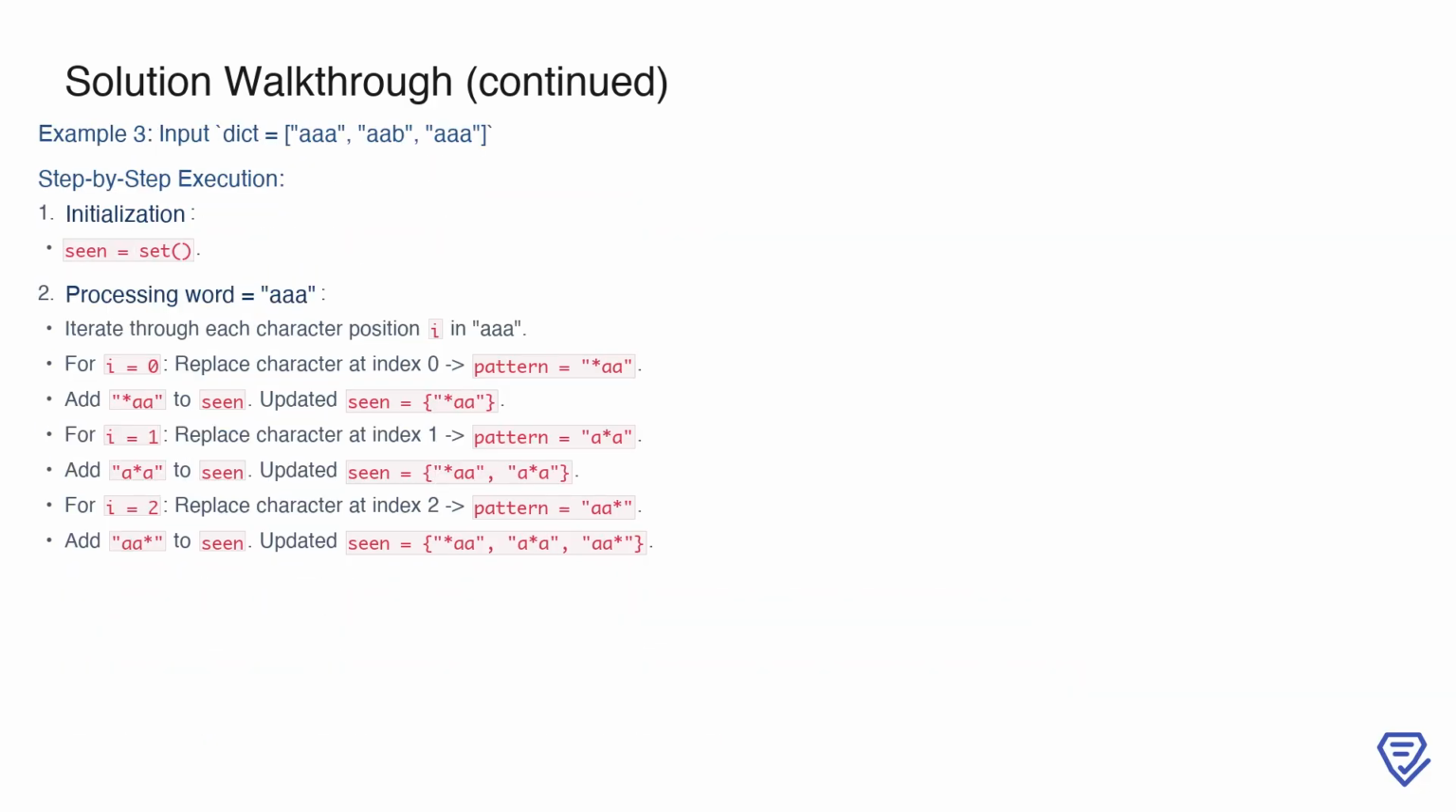In this example, we are given the input dictionary AAA, OB, AAA. We start by initializing an empty set. The first word we process is AAA. For each character position in AAA, we replace the character at that position with an asterisk. At index 0, the pattern *AA is created and added to the set, resulting in *AA.